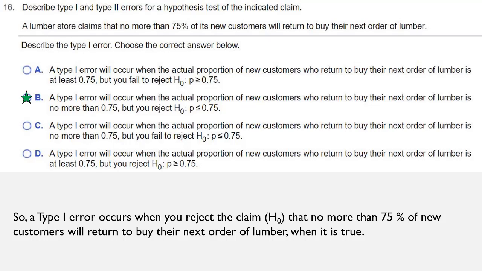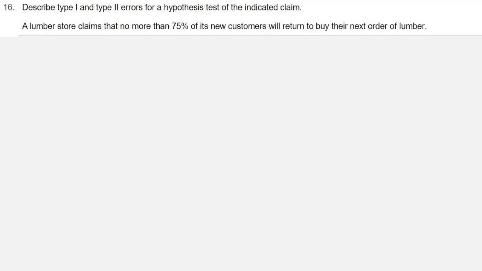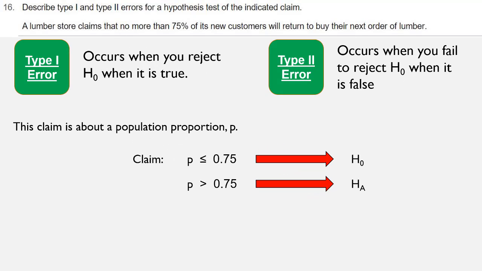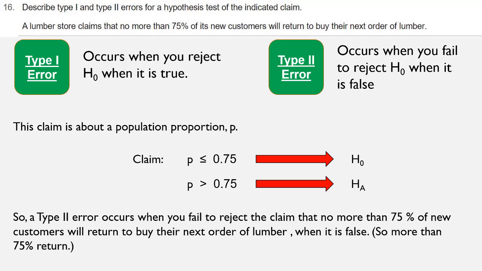We also wanted to figure out a type 2 error. So let's bring back our definitions and our claims. A type 2 error occurs when you fail to reject H0 when it is false. Failing to reject H0 means that you're not rejecting the claim that no more than 75% of new customers will return when that claim is false. So that means that more than 75% actually did return, but we didn't reject the claim that less than or equal to would return.